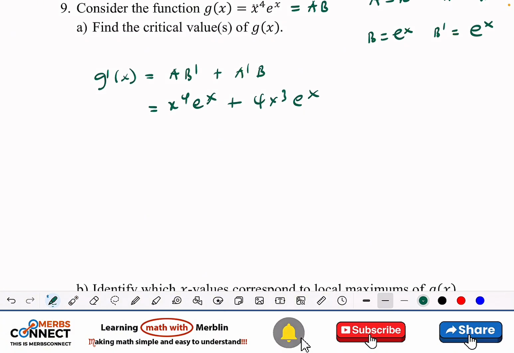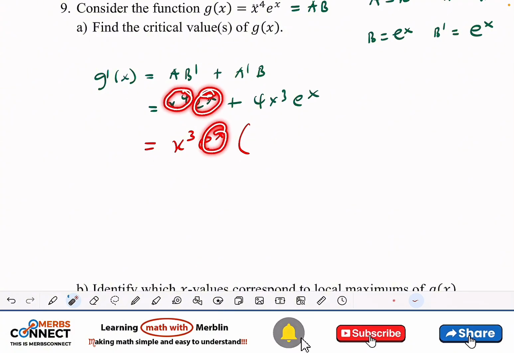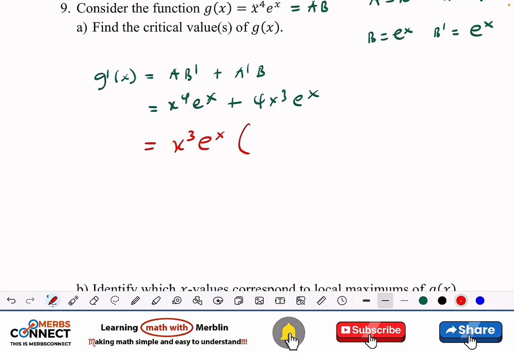So let's try and simplify because that is what is important here. I can factor x to the power 3 out because I can also see x to the power 3 here. I can also factor e^x out. So I'm going to factor x to the power 3 e^x. What will be left here? When I factor this one out, it will be left with x to the power 4. And when I factor this one out, it will be left with just x. And then when I factor x to the power 3 and this one out, it will be left with just 4. So plus 4.